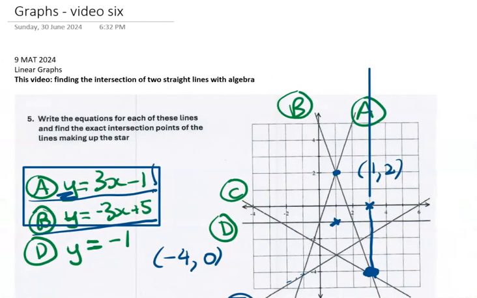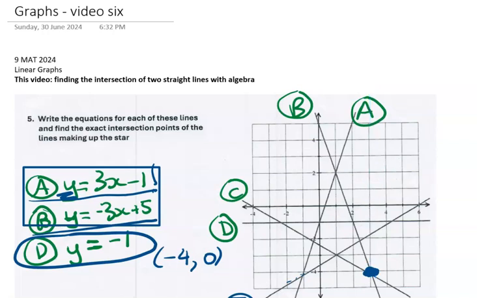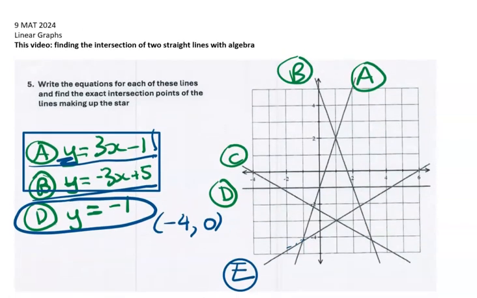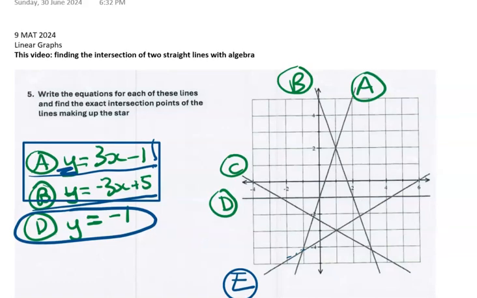Let's now do A and D, which is going to be nice and easy. A and D, we'll just clean up some of this stuff. Let's see what the answer is just using looking at the graph. Well, here's A, here's line A, and here's line D. Let's see. Is it an easy one? Yes, it is an easy one. Those two lines are going to meet at 0, -1.